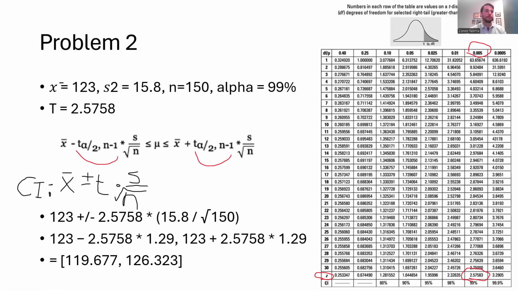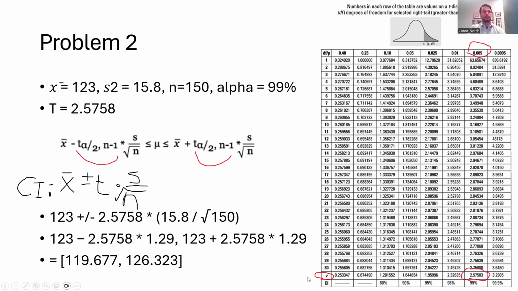Looking at another problem here, let's say the mean is 123, the sample standard deviation is 15.8, but now our n is much larger, it's 150, and our alpha is the 99% confidence level. So to do this, we're going to trace down the degrees of freedom. So our degrees of freedom is 149, 150 minus 1. Notice that our t-score only goes up to 30. If we're going above 30 in the t-score, that's when we use the bottom column. Apologies, we use the z-score here at the bottom.